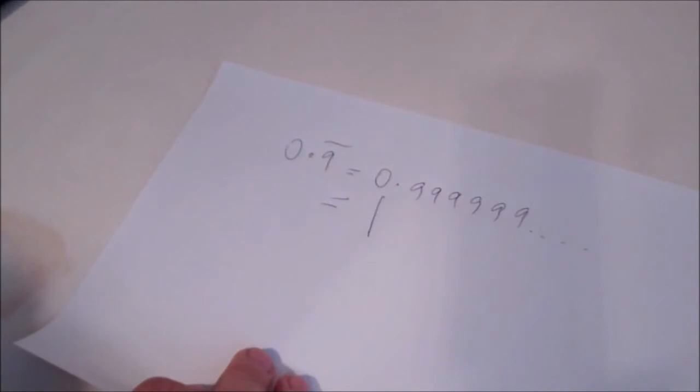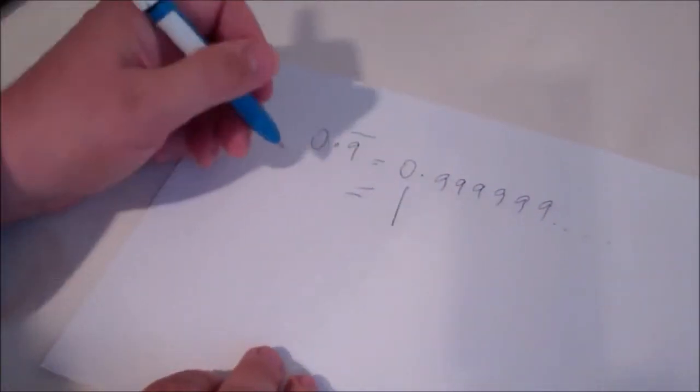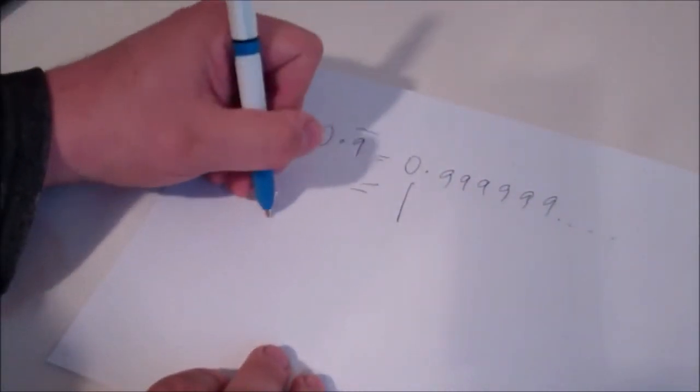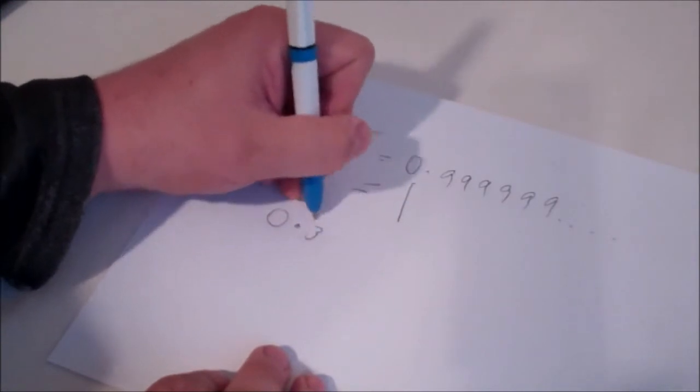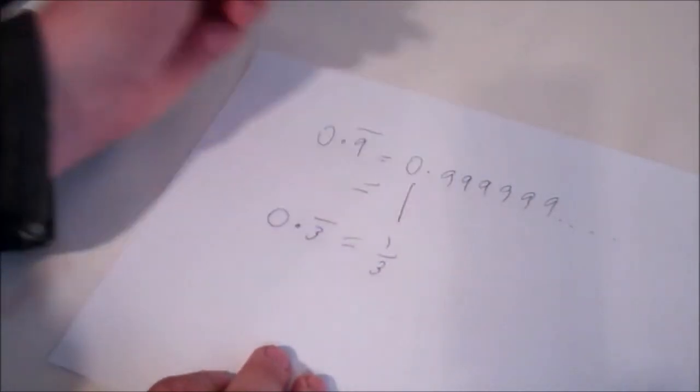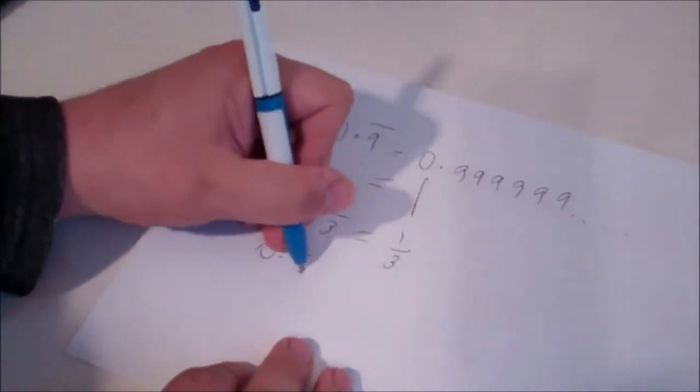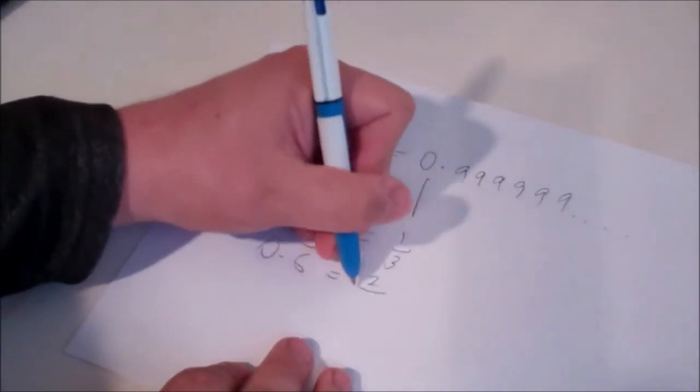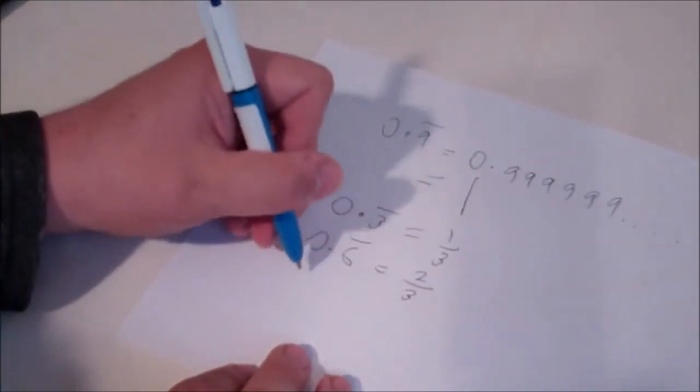That's right, it equals 1. Now, before you send me hate mail and argue with me, let's just have a look at this. People are generally happy to agree that 0.3 recurring is 1/3. Okay, 0.6 recurring is 2/3. They're pretty happy with that as well.